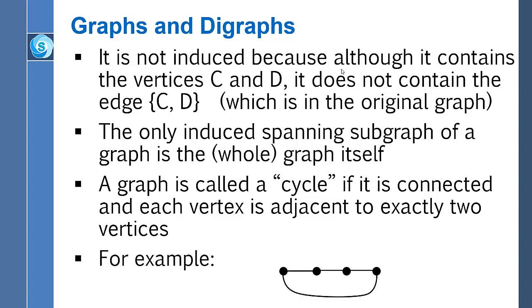Okay? This is a picture of a cycle, a graph that is a cycle, right? There are four vertices, and each vertex is adjacent to two others. And furthermore, this is a connected graph, okay? Well, the only way that can happen is if you get something that's cyclic looking, like this right here, okay? So such a graph is said to be a cycle.